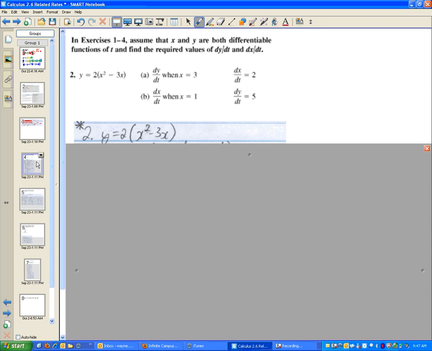And in part A, we're supposed to find dy/dt when x equals 3, and find dx/dt when x equals 2. Now, regardless of what they tell us to find and what numbers they give us, let's pretend they don't tell us anything. That might be the safest bet here. Just pretend that we're supposed to come up with an equation to relate the rates.